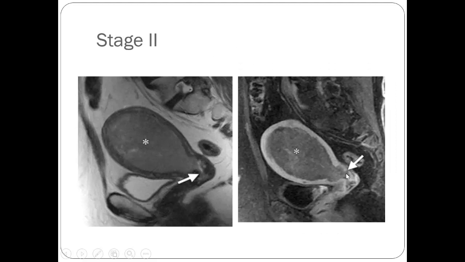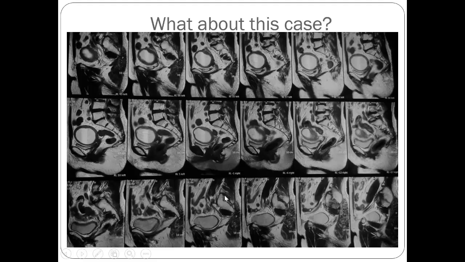Here, note the cervical stroma is infiltrated. There is a large mass lesion distending the uterine cavity, or if one says thickened endometrium, no problem, but it's a mass. It is a mass distending the uterine cavity, and here the mass is infiltrating the stroma of the cervix, so it is stage 2. And here also there is infiltration. Note here in the dynamic contrast, you can see the infiltration of the junctional zone and the infiltration of the myometrium.